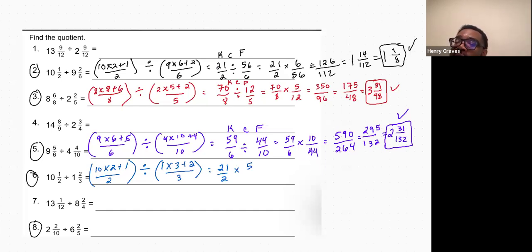Thankfully, these are much smaller numbers to work with, right? So I'm at 21 over 2. I don't know why I did that. I should have left that as division. I'm sorry. I was skipping ahead. Times 3 over 5. So 21 times 3 is 63 over 10, which is going to become 6 3/10.